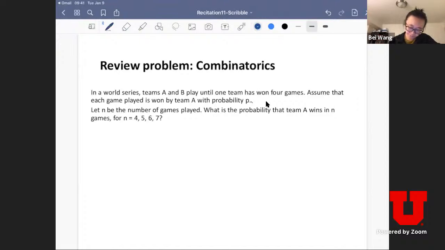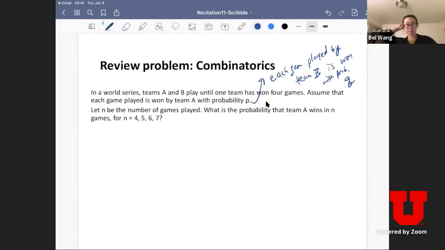Let's also assume each game played by team B is won with probability, let's say Q. Now I want you to write out the probability that team A wins in n games, where n is equal to 4, 5, 6, and 7. Again, you can pause the video and try to solve this on your own.